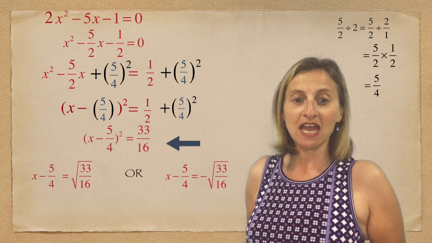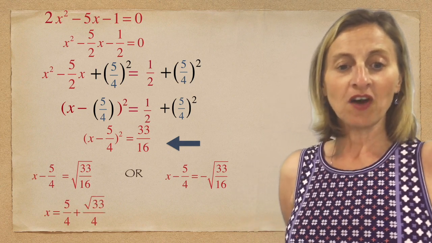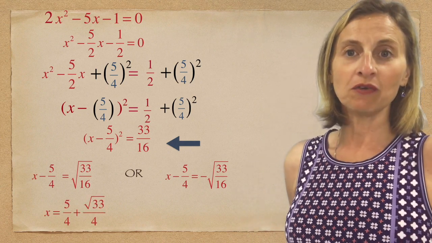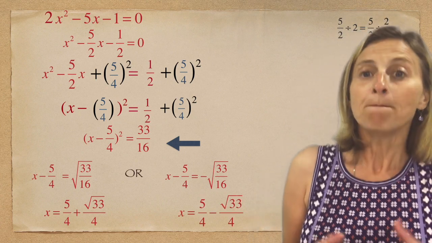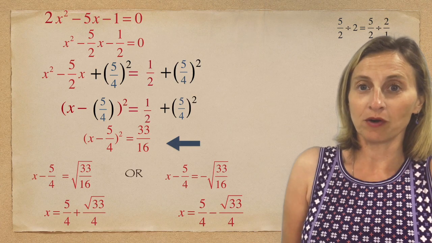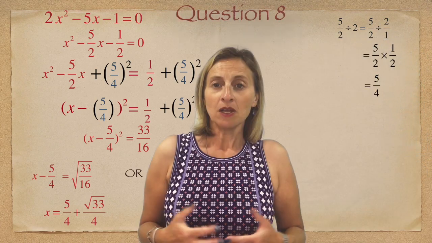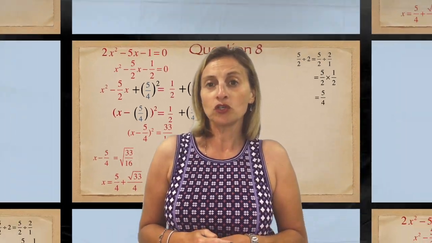And what are we left with for the answers? x equals 5 over 4 plus the square root of 33 on 4, or x equals 5 over 4 minus the square root of 33 on 4. And we've finished for the day. I hope you've enjoyed watching this video, which shows you all the different methods of solving a quadratic equation.